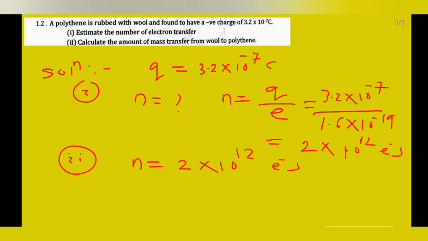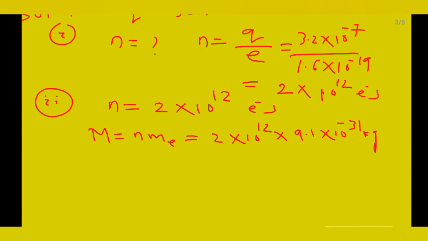In the second point, it was asking to calculate the amount of mass transferred from wool to polythene. We got the number of electrons as 2 into 10 to the power 12. Then we can simply calculate the mass. We know the formula: n into mass of one electron. So n is 2 into 10 to the power 12, and the mass of one electron we know is 9.1 into 10 to the power minus 31 kg. So when we multiply this, what will be the value?